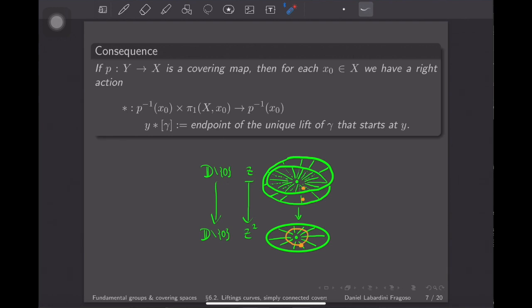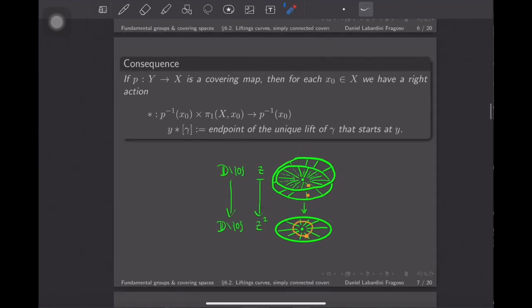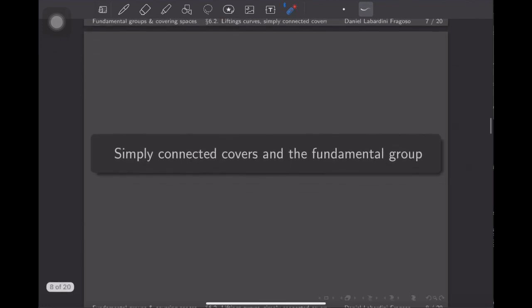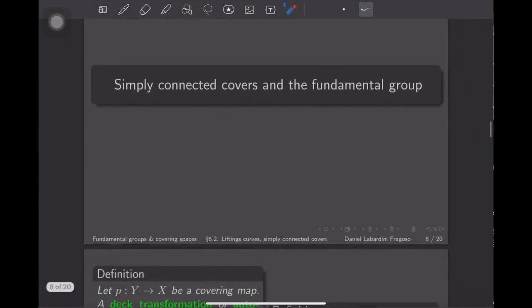Okay, and this is already very beautiful because you see, the fundamental group of the base starts to permute things in the fiber, in the inverse image of this point. So it starts acting on the space above, on the space on top. Okay, and then the place where everything comes together is the simply connected covers.